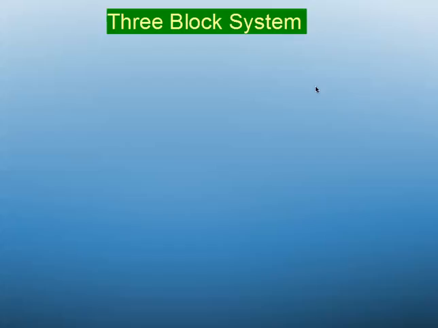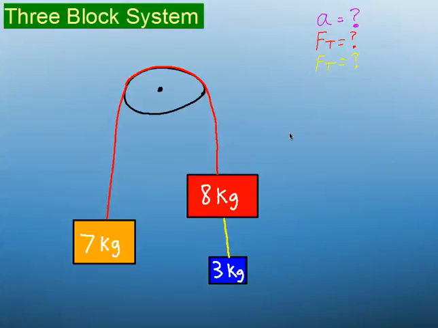This time, we're going to do some more work with systems, only now we're going to actually have three objects, but it shouldn't be a whole lot harder than before. So here's a quick summary of the problem. We've got a frictionless pulley here that has a rope connecting a 7 kilogram object to an 8 kilogram object. And there's a second rope, the yellow one, that's connecting the 8 kilogram block to the 3 kilogram block. And we want to know, what's the acceleration of the system going to be?